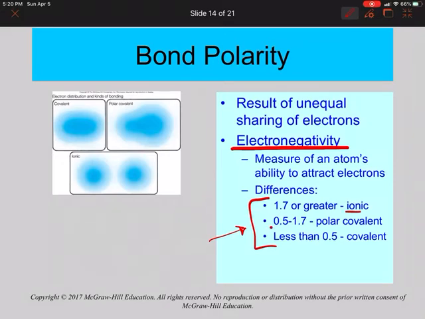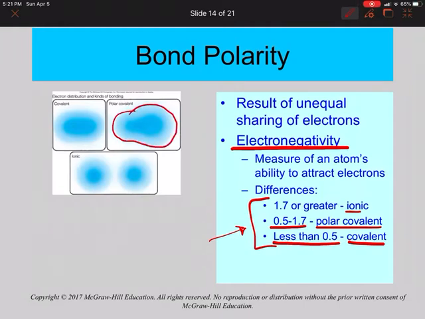So if it's 1.7 or greater, then it's considered to be ionic. If it's 0.5 to 1.7, then it's going to be polar covalent. So see how this says 0.5 to 1.7? That's basically like saying 0.5 to 1.6 is polar covalent. And then anything that's less than 0.5 is just covalent.